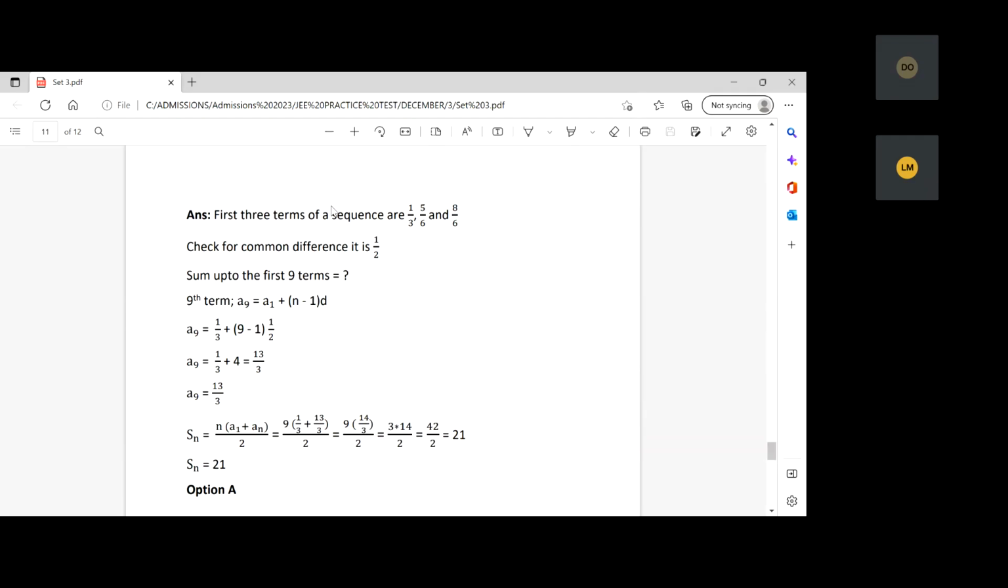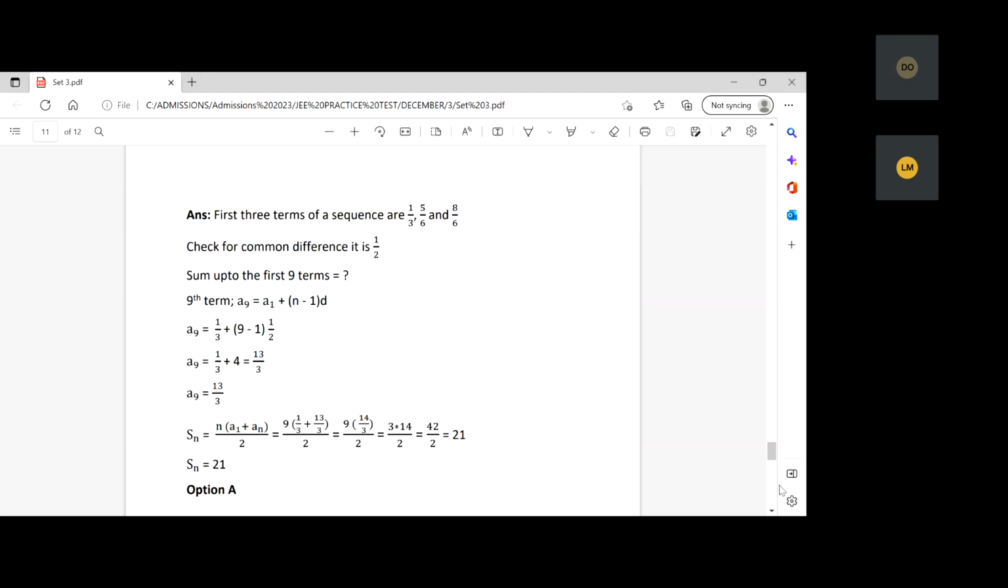So you got the difference. You know what A9 is: A1 plus n minus 1 into d. You can just simply substitute this. This is 1 by 3 plus 8 by 2, which is just 13 by 3. Once you have this value, what is the sum? Sn is equal to n into a1 plus an by 2. So the ninth term is 13 by 3, the first term is 1 by 3. So 9 into 1 by 3 plus 13 by 3 by 2. So it's just 3 into 14 by 2, which is 21.